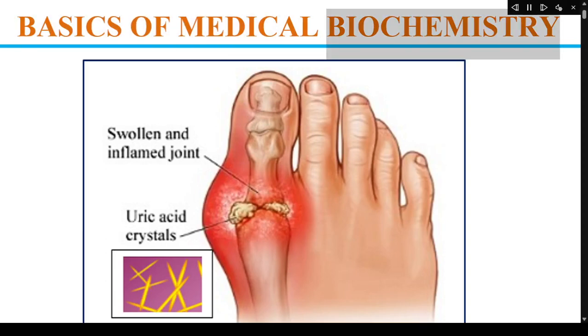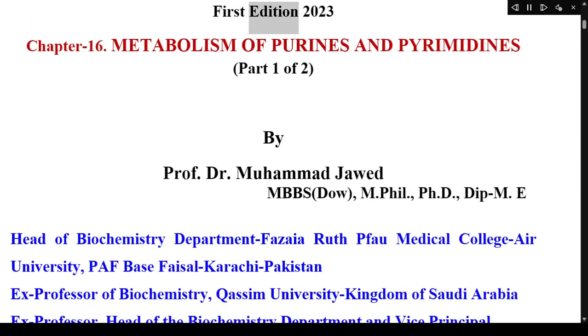Basics of Medical Biochemistry. First edition 2023. Chapter 16. Metabolism of Purines and Pyrimidines, Part 1 of 2. By Professor Dr. Muhammad Jawad.